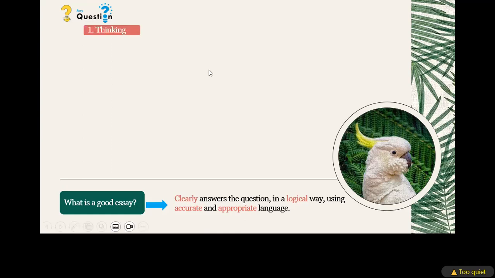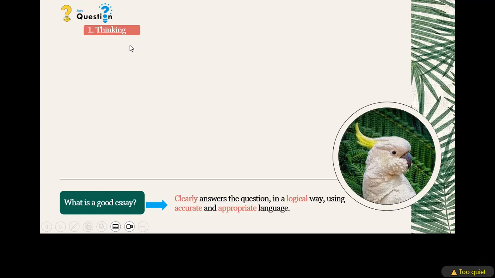Now here, what do I need to do? In order for me to produce a clear answer, now I need to think. It's very important. It is often said that your writing is the reflection of your thinking. Now, if you think clearly, this means that your answer will be clear. But most of the students do not spend some time thinking, which is wrong.